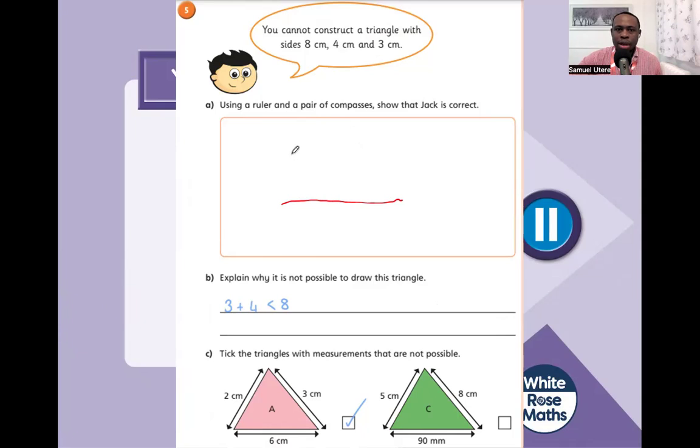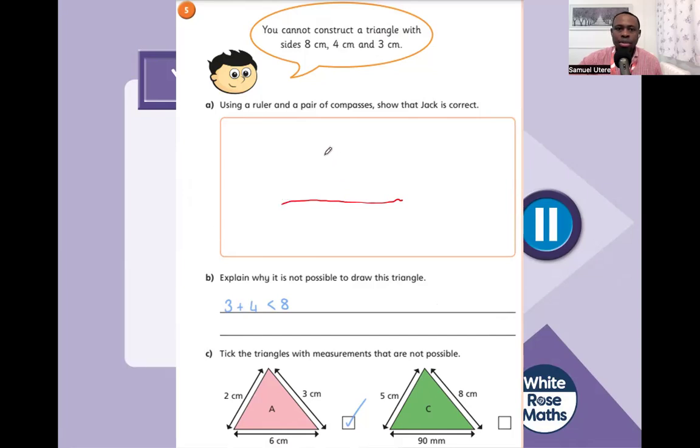4 centimeter is going to be quite short. So our arc is going to be somewhere here. It's going to be about halfway along this 8 centimeter line. So let me rub this off and do another one. I just want to show you why it's going to be right.